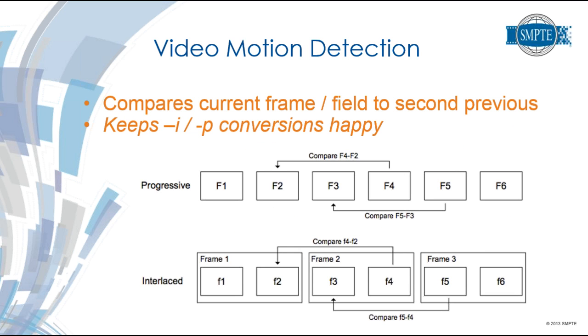We do our motion detection by comparing the second previous. So now it's clear I lied before. We don't compare it to the previous. We actually go back 2. The reason for this is shown in the drawing on the screen.